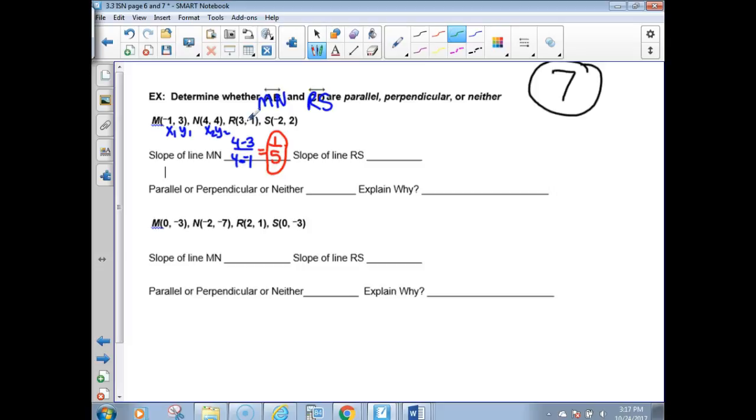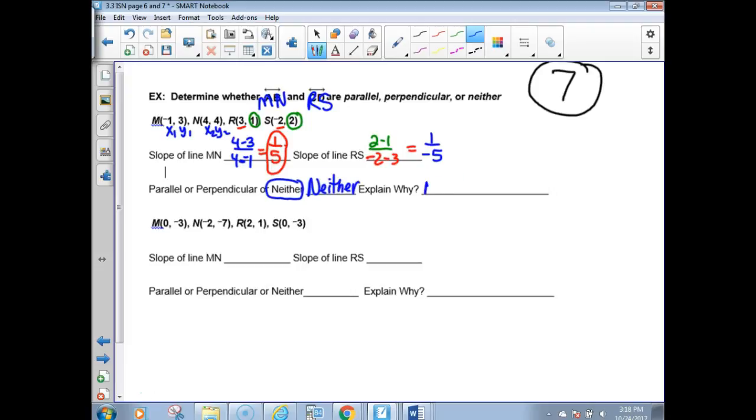Points R and S. Take my Y's, 2 minus 1, over my X's, -2 minus 3. Get my slope, which would be 1 over -5. Well, guys, 1/5 and negative 1/5, they're just opposite signs. They're not the same. One's uphill, one's downhill. So these slopes are neither parallel nor perpendicular. That's the neither kind.